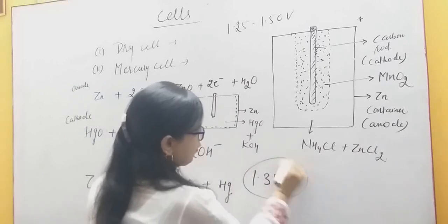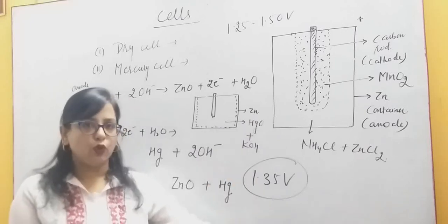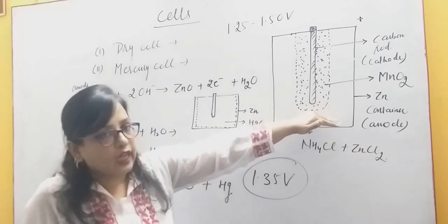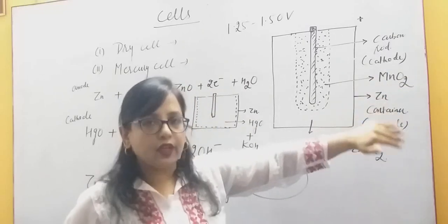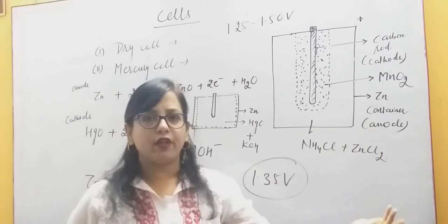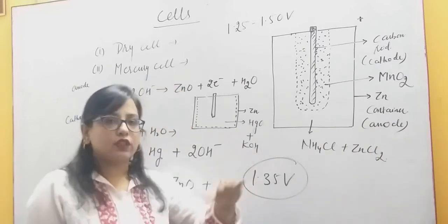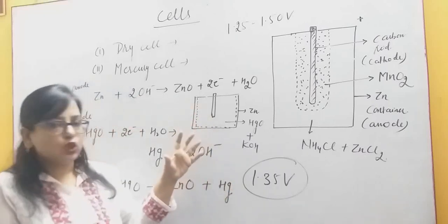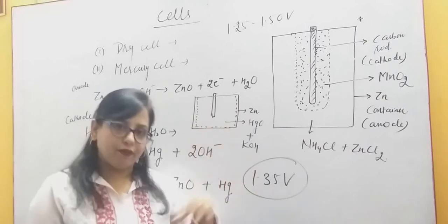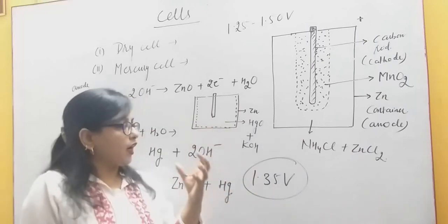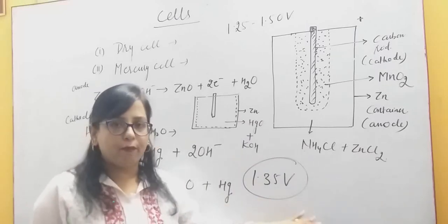So this cell has 1.35 volt because there is no substance which can be oxidized and reduced again in this process. But in the dry cell we have MnO2. MnO2 can be reoxidized by the air. So MnO2 is converted into Mn2O3, and Mn2O3 is again converted into MnO2. So there is a reversible process, but here there is no such process. HgO cannot be converted back. Whenever it is converted into mercury, it cannot be converted into HgO again. So it shows a constant potential of 1.35 volt.